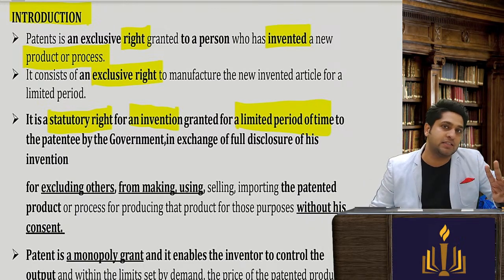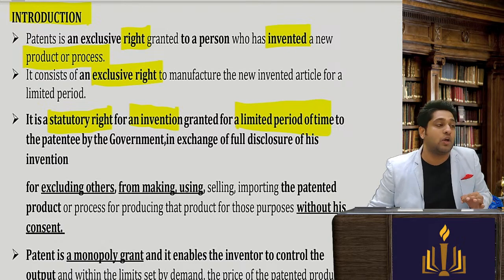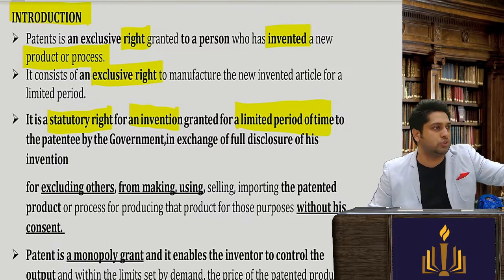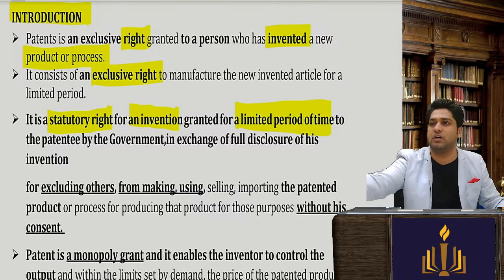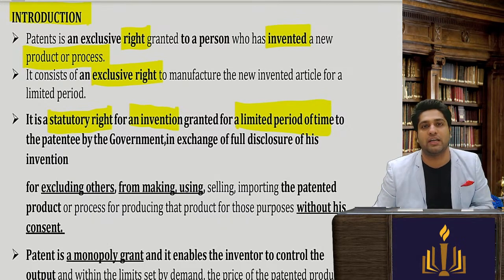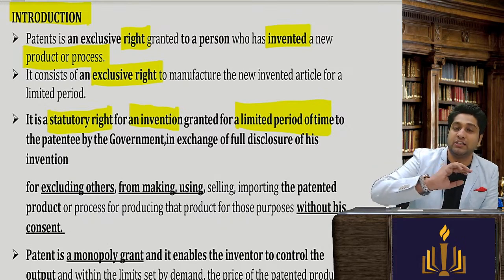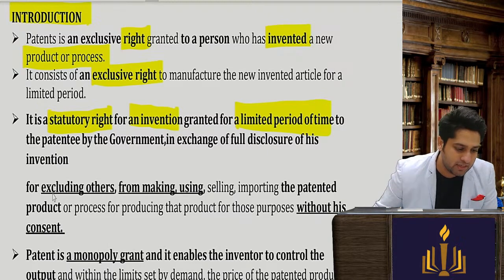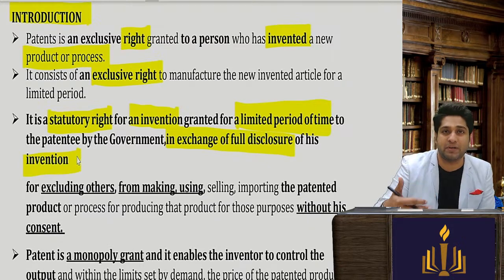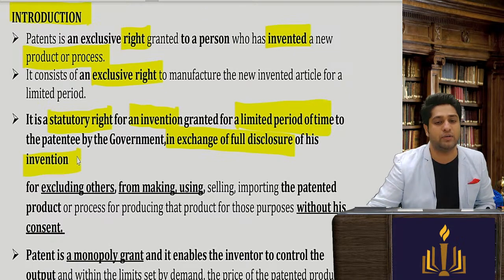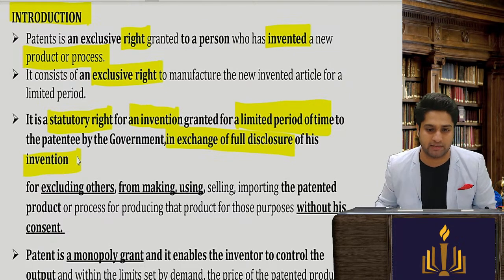So for 20 years, the inventor can solely decide what he wants to do with the invention. Whether he wants to use it, manufacture it, or license it to someone, it is his right. So when you get a patent in your name, the monopoly is not forever. It is only for 20 years. And it is in exchange for full disclosure of the invention. So obviously you will get this monopoly right, this statutory right, only if you give complete disclosure of how you invented a particular product.